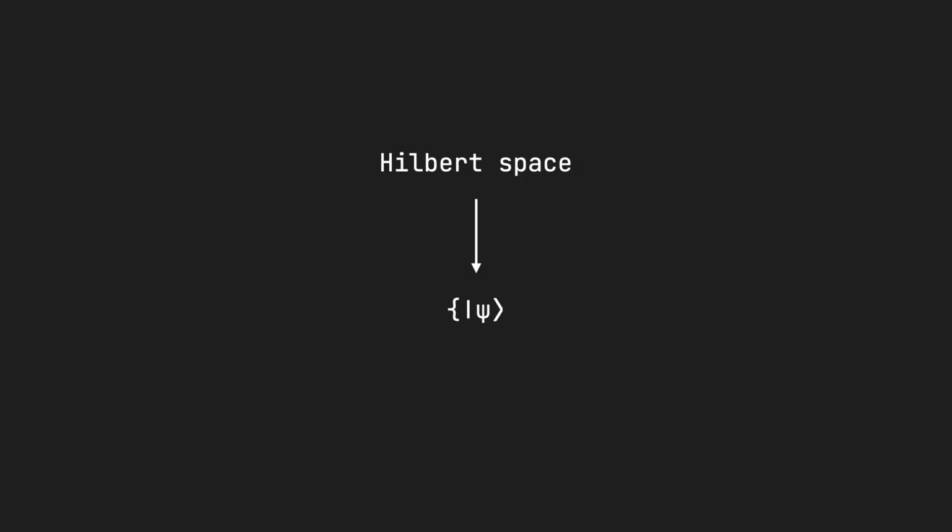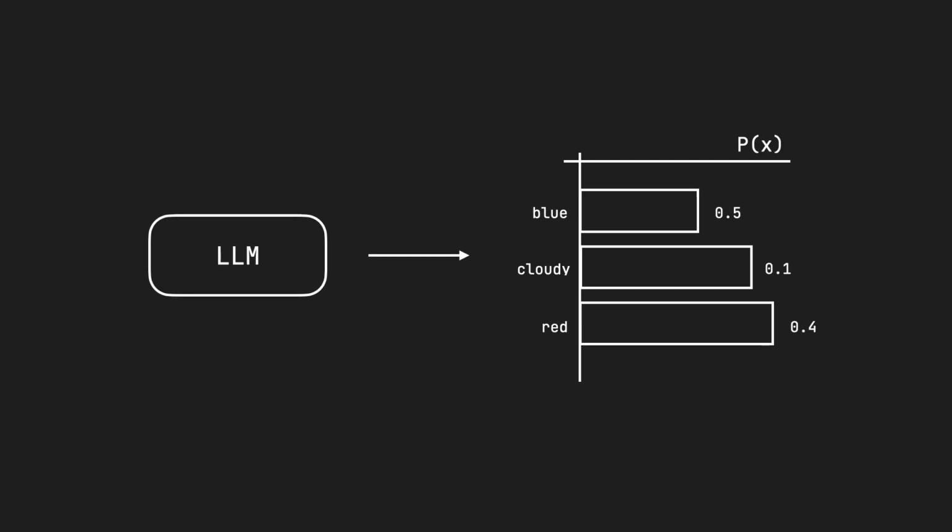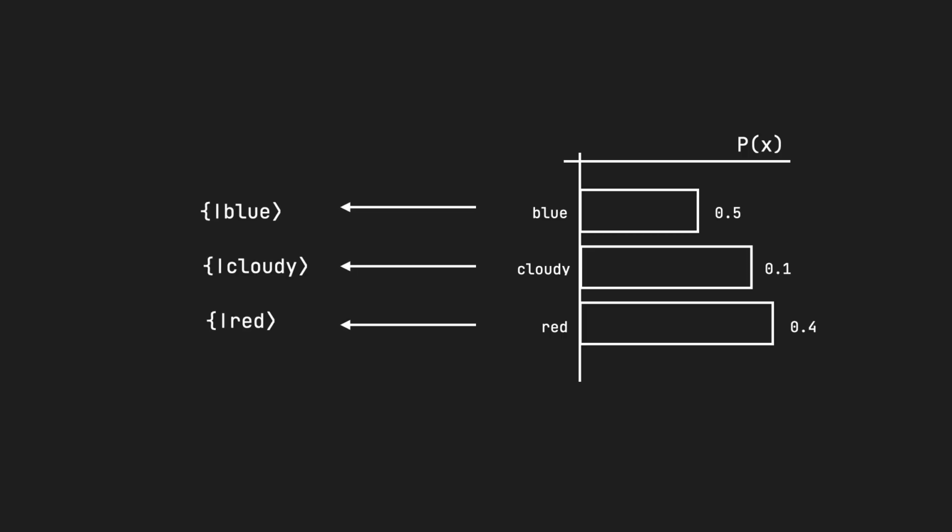And how do we utilize this idea with our classical view of LLMs? When you look at an LLM, you have a probability distribution. Each of these probabilities in the distribution is for an element in the vocabulary of the LLM, and each element could map to a basis vector.